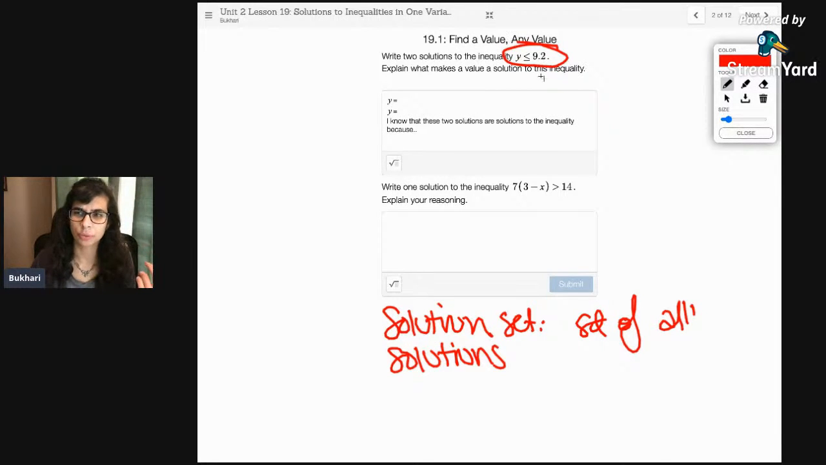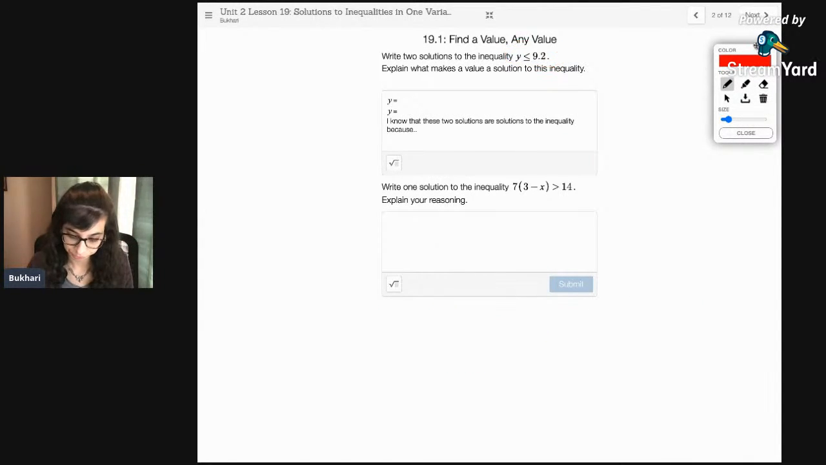So how can I determine at least two numbers that fulfill this inequality? And this is a little different from what we were talking about with equations, where it was much more straightforward that there was usually one solution, no solutions, or infinitely many. Now we have an option of multiple solutions being true for this equation.